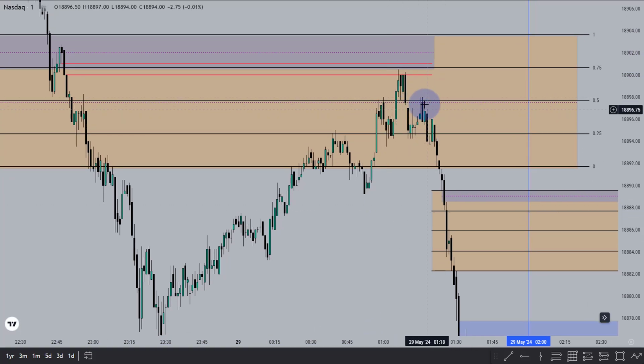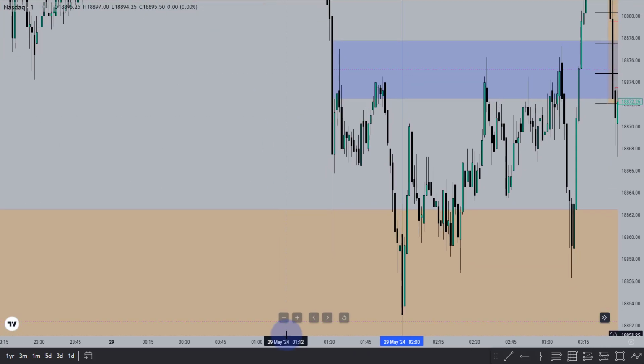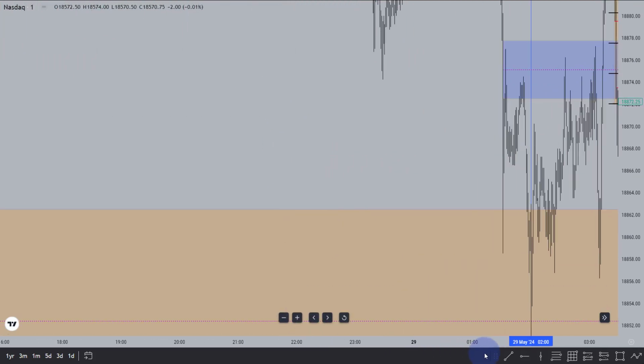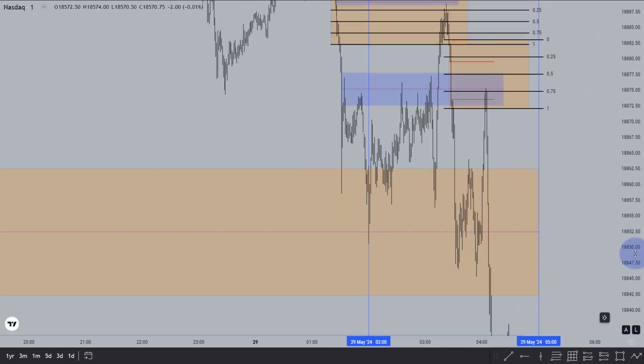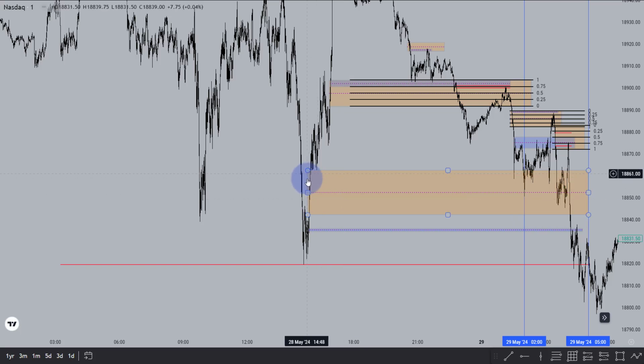Are you going to take entry over there? Absolutely not. The market went one more time lower. Okay, so it reached until here. What is that? That is the 5-minute last fair value gap. Remember, that is the 5-minute last fair value gap.